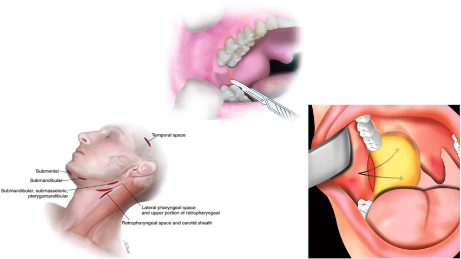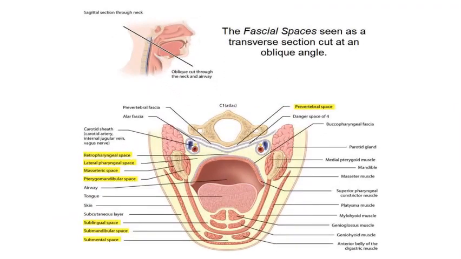On the lower left figure, you might find the extraoral incision for the pterygomandibular or submasseteric space abscess along the angle of the mandible. And here is a very nice diagrammatic representation of all the fascial spaces related to the mandible and the pharyngeal area. Here there is a transverse section cut at an oblique angle. You can find the direction of the cut in the upper figure, and in the lower figure you will find the names of the spaces highlighted in light yellow color.